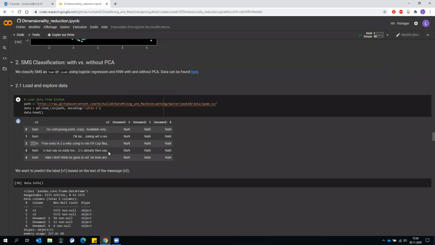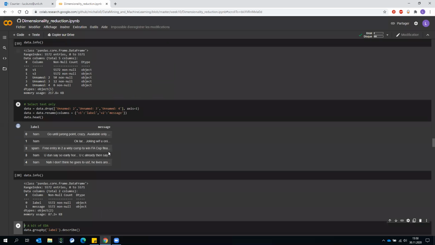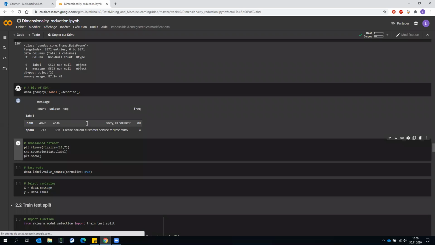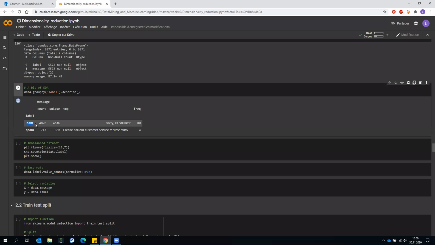And what we can do is first a bit of EDA to have an idea of the data. So we have 2 classes. It's an imbalanced data set because we have 4,600. That's also quite logical, because most of the SMS, of course, unfortunately, most of the SMS you get are ham and not spam. And then you have an example.